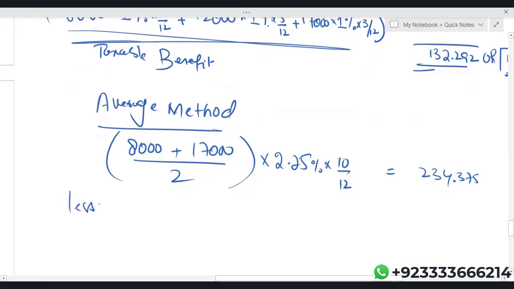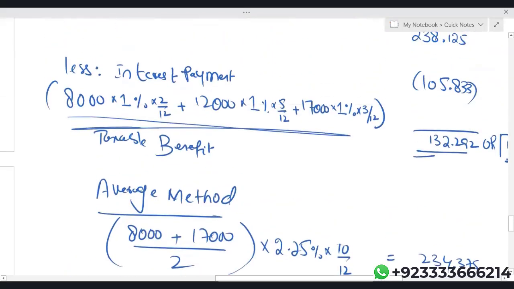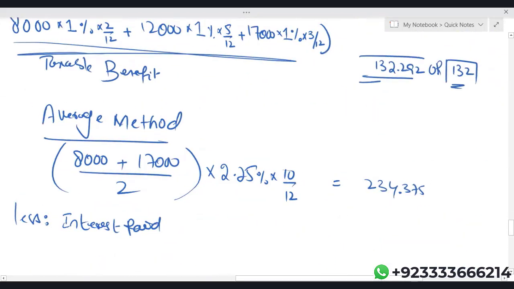Now, students, less interest payment. Interest payment will always be the same in the accurate method and the average method. In fact, the interest payment comes from the accurate method. Interest paid. Just take directly 105 point.